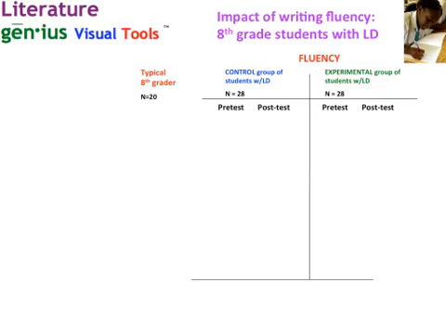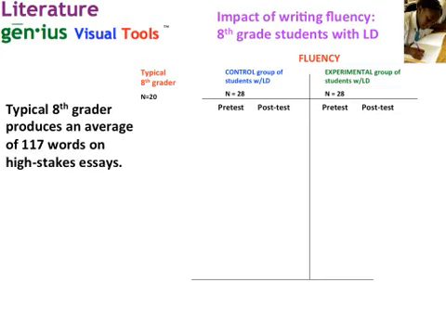Now what we were looking at is performance on a simulated high-stakes writing assessment type of task. And so in terms of writing fluency, we were looking at, well, how well does a typical 8th grader do on a task like this? And so what we found was, on average, a typical 8th grader will write about 117 words on high-stakes essays, where students with LD predictably do a lot less.